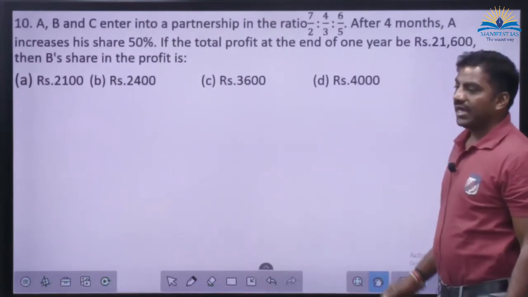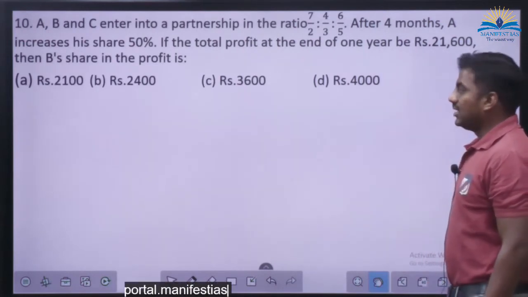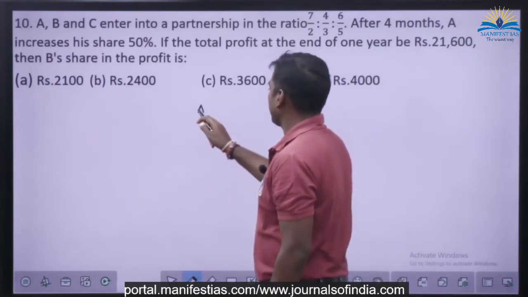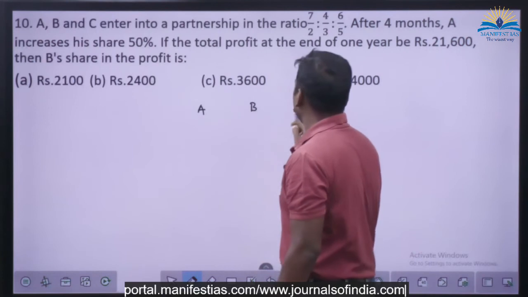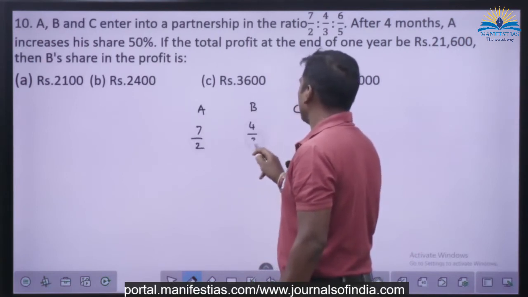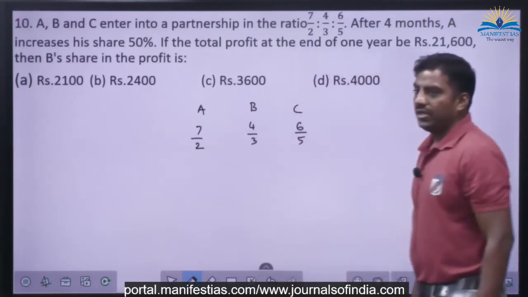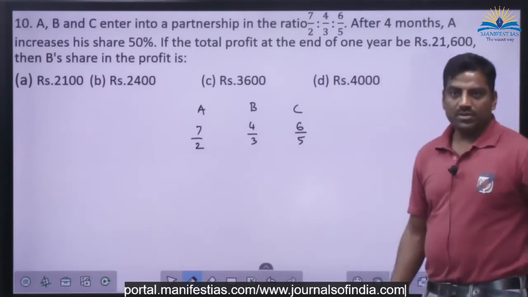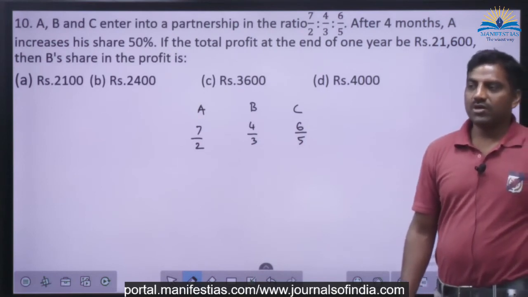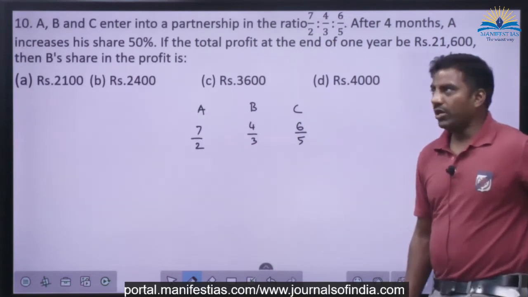A, B and C enter into partnership 7/2, 4/3, 6/5. First of all, I have told you, we can't keep them in a normal fraction. We have to convert them into what? But let us read the question. If need be, we'll go ahead and calculate.